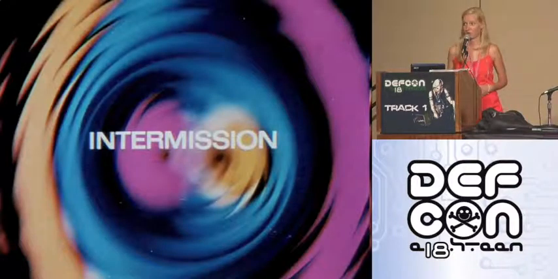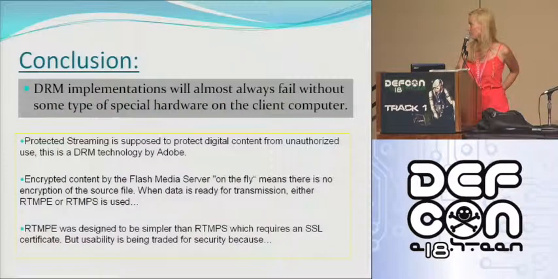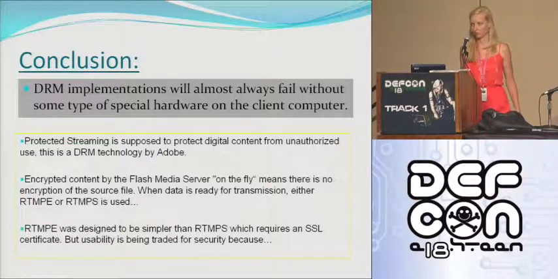That was our second intermission. All right, so the conclusion about this. DRM implementations are almost always going to fail without some type of special hardware on the client computer. Adobe should fix their protocol instead of doing DMCA takedowns on tools that are capturing the streaming and stuff like that.